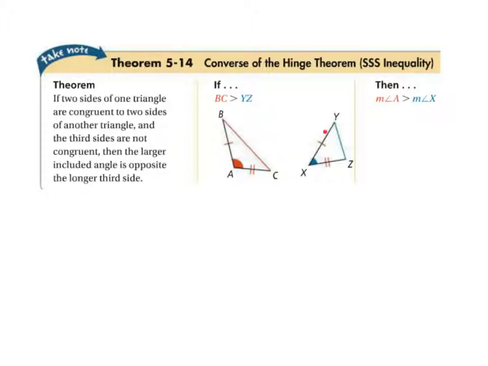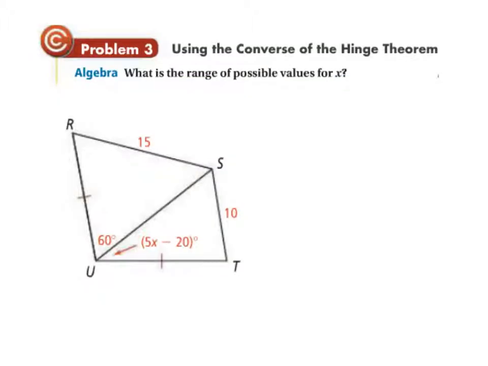You have your two sides congruent, two sides congruent. And we also know that this leg, you can see right here, is longer than this leg over here. Well, if this leg is longer, then this hinge is going to have to open up further, which is going to make angle A bigger than this angle X here. If you know the relationship of the third side, then you can make a statement about that included angle.